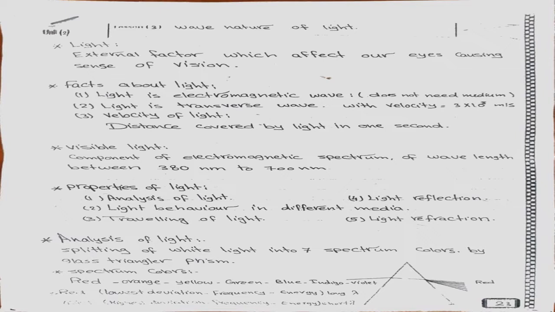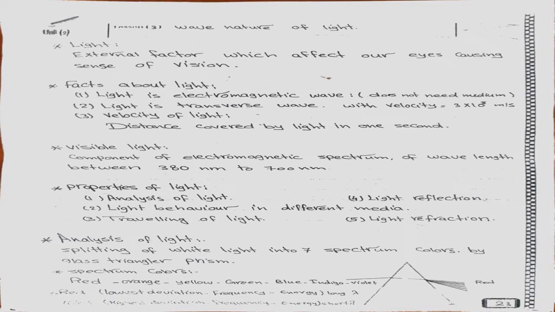What's meant by visible light? Visible light is one of the components of the electromagnetic spectrum that has wavelengths between 300 nanometer to 700 nanometer. What matters for the exam about visible light is that I must know the wavelengths and their numbers.